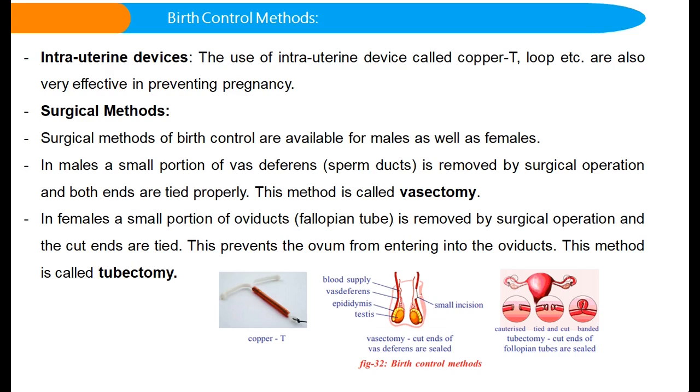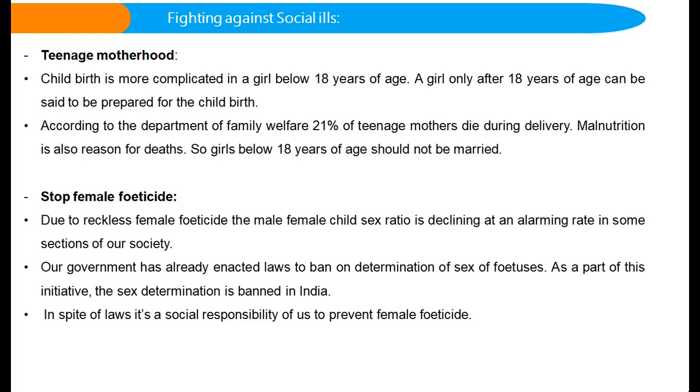And the last method is surgical methods, and these are of two types, for males and females. In males, a small portion of the vas deferens, that is the sperm duct which carries the sperms from the testis to the urethra, is removed by surgical operation, and both ends are tied properly. This method is called vasectomy. And in females, a small portion of the oviduct, that is the fallopian tube, is removed by surgical operation, and the cut ends are tied, and this prevents the ovum from entering the oviduct. This method is called tubectomy.